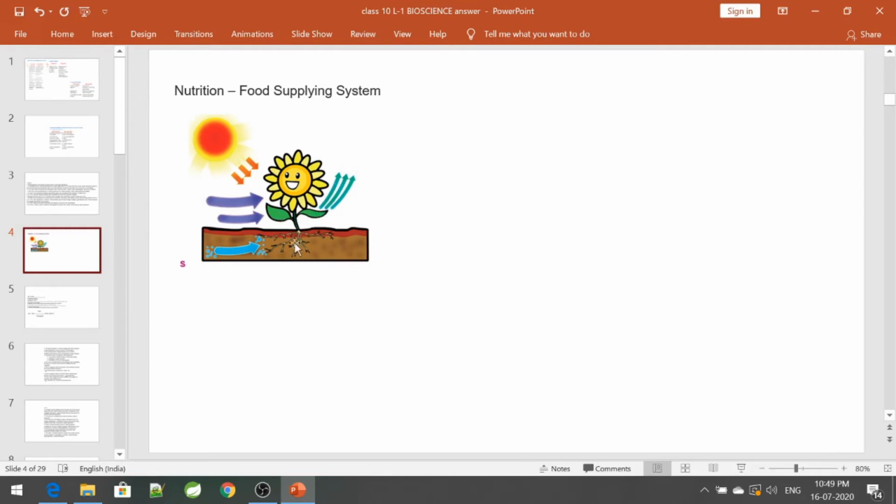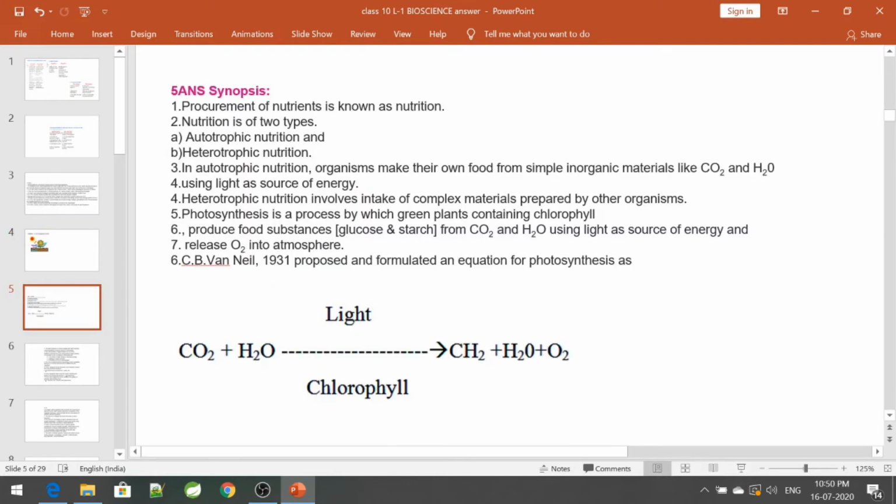Nutrition is of two types, autotrophic and heterotrophic. In autotrophic nutrition, organisms make their own food from simple inorganic materials like carbon dioxide and water, using light as a source of energy. Heterotrophic nutrition involves intake of complex materials prepared by other organisms. Complex materials means plants and animals, all are complex material.